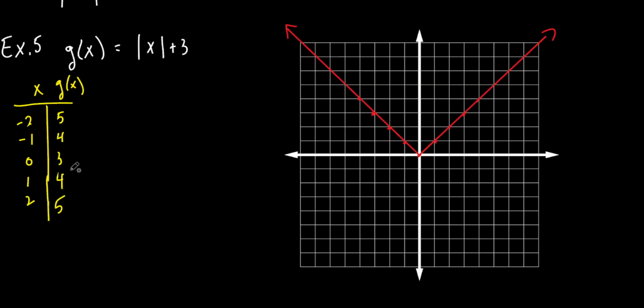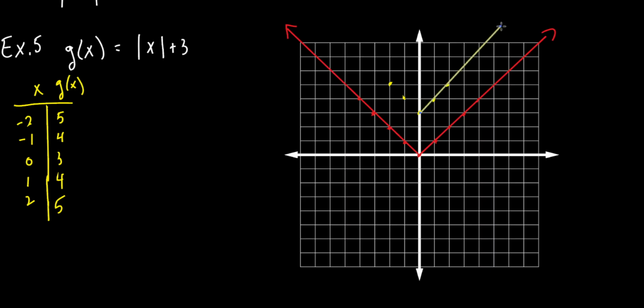You with me? So watch what it's going to look like. -2, 5. -2, 1, 2, 3, 4, 5. Point right there. -1, 4 would be there. 0, 3 would be there. 1, 4, 2, 5.